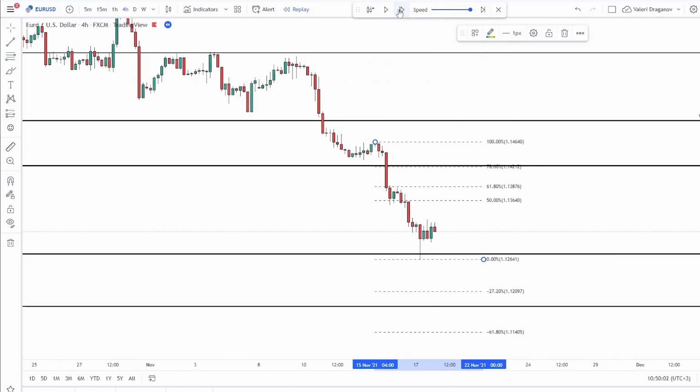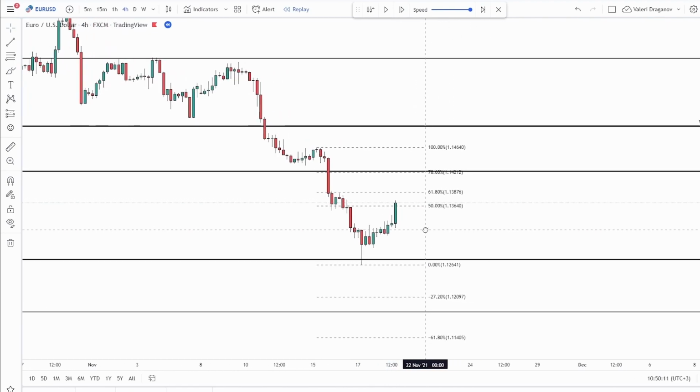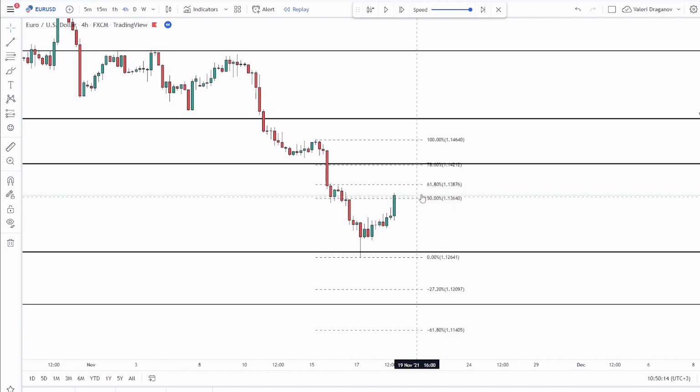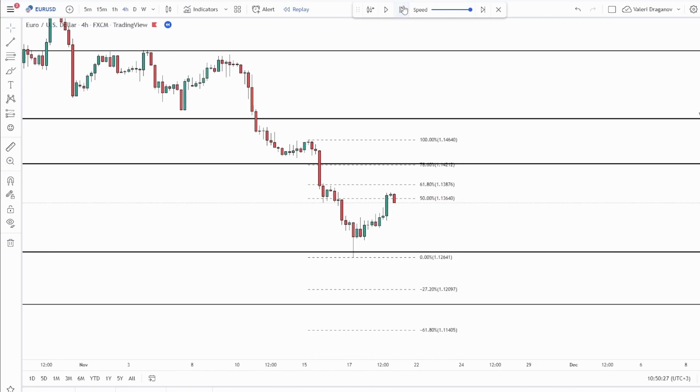Let's see. The price started to make a correction, and here the price reaches the 50% level. So by this time we started to prepare for a formation of candles or a candle that will show us the exact entry in a short position. Let's see. Okay. Here we have a formation of an evening star. This is a perfect entry. So we're gonna enter a short position.